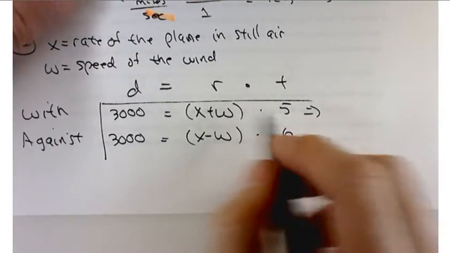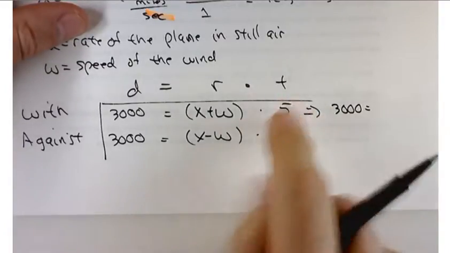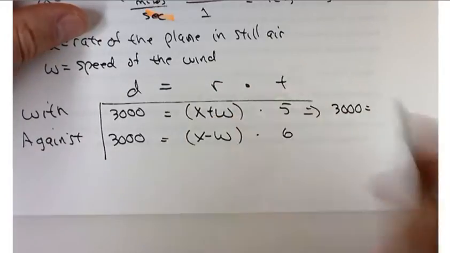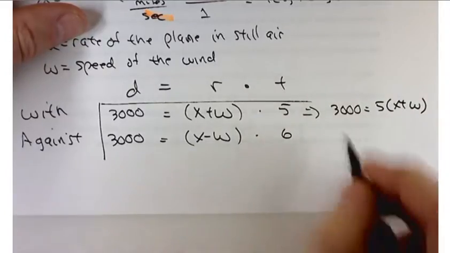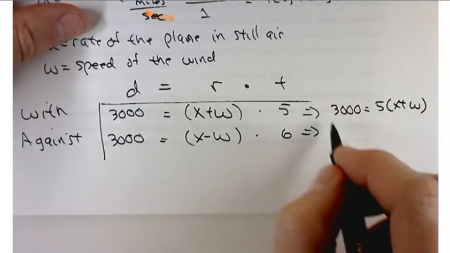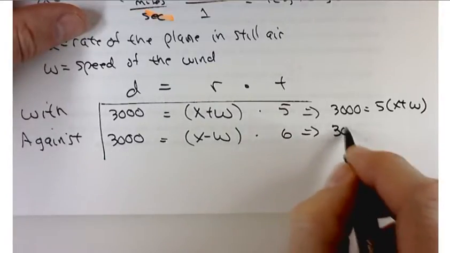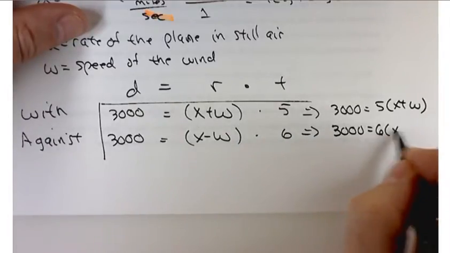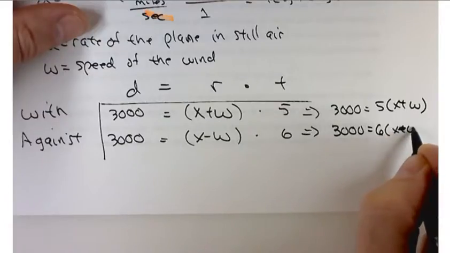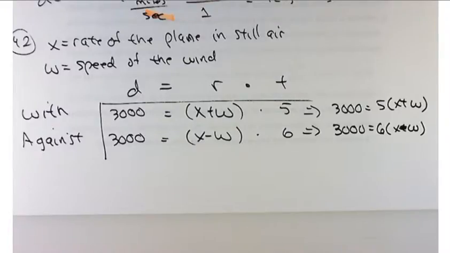What equation does that represent then? It represents 3,000 equals, let me just change the order here, 5 times x plus w. What's the second equation? 3,000 equals 6 times x minus w. That's a minus there, sorry. So those are your two equations.